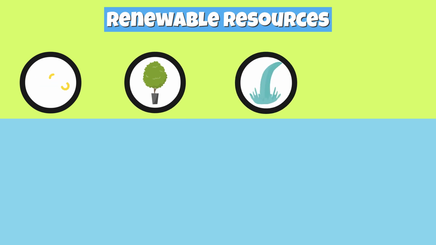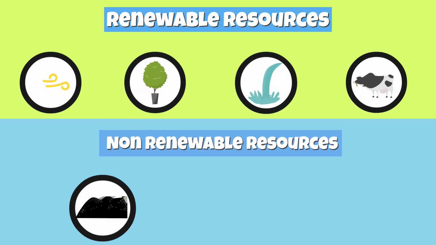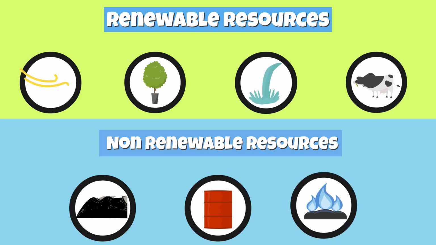Today, we'll explore how to identify and classify renewable resources like air, plants, water, and animals, and non-renewable resources such as coal, oil, and natural gas. We'll discuss the importance of conservation.